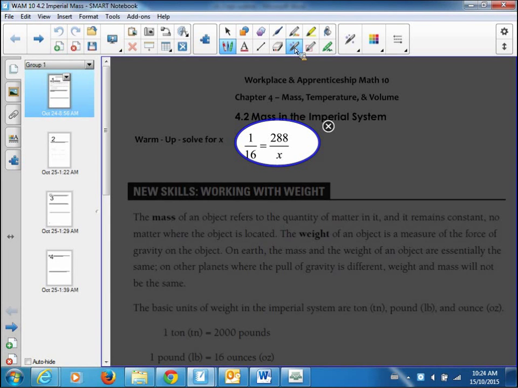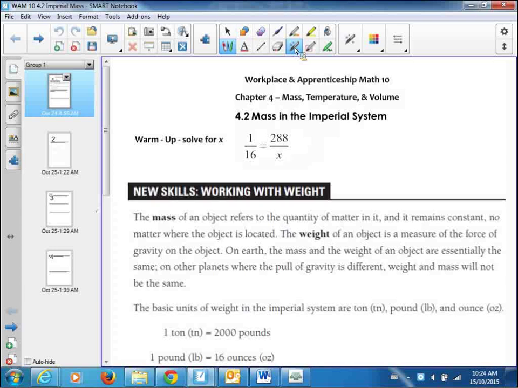Okay, remember that to solve any x in a proportion, this one here, you cross multiply, you look at where the x is, and then you do the diagonal numbers. 288 times the 16, and then you divide by the lower. So you always do it that way. Cross multiply, divide by the lower.